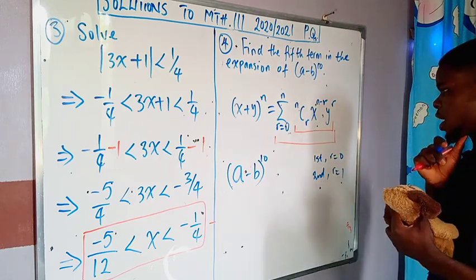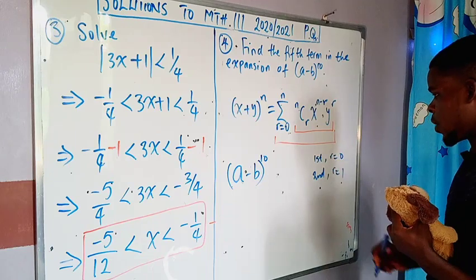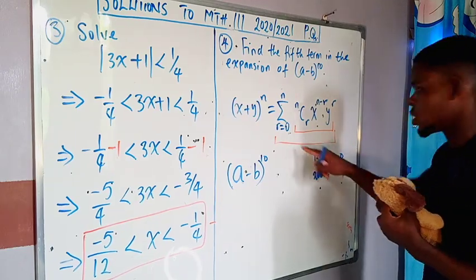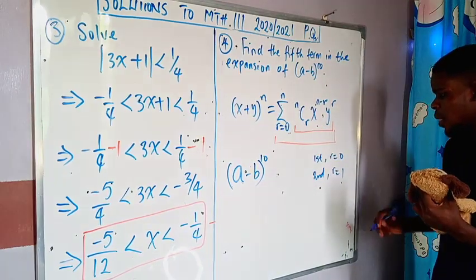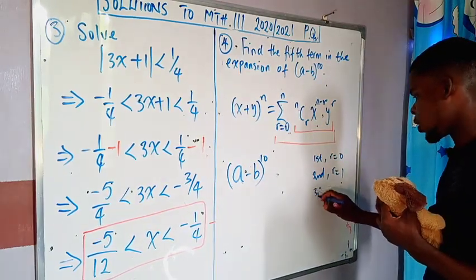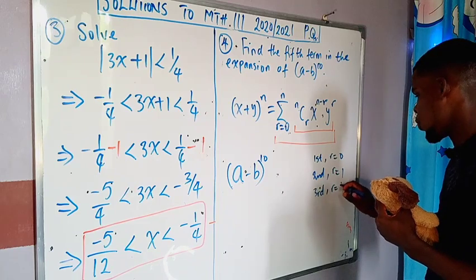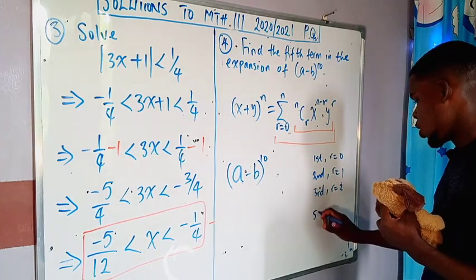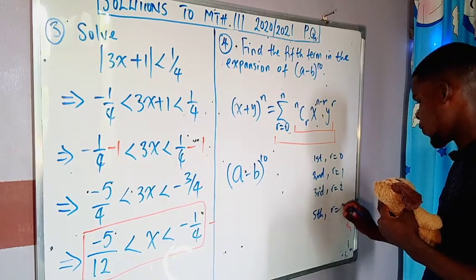But what we are caring about is not the sum. What we care about is the term. So when we are considering the first term, r will be 0. The second term, r will be 1. The third term, r will be what? Of course, 2. So for the fifth term, r will be 4. So when we're looking at the fifth term, r will be 4.